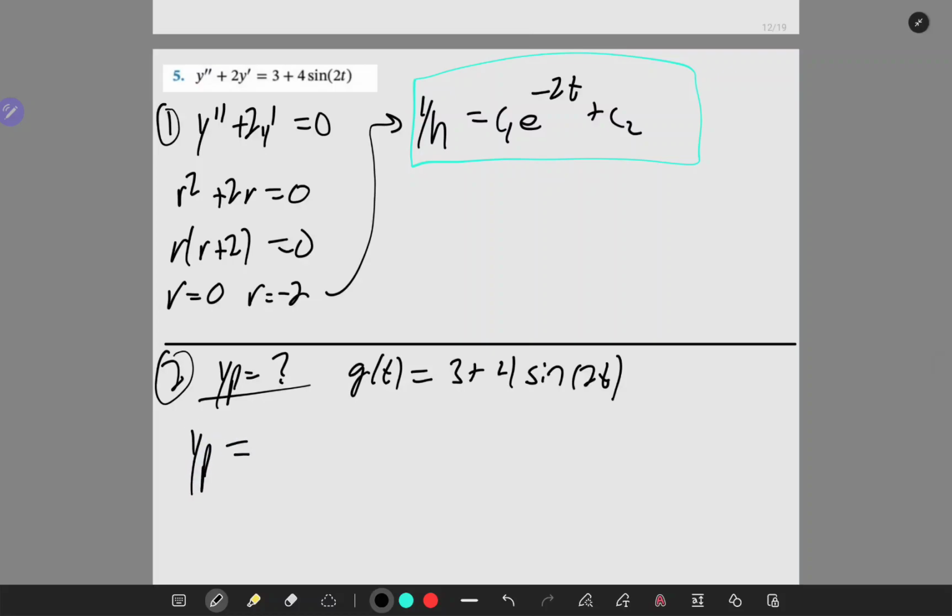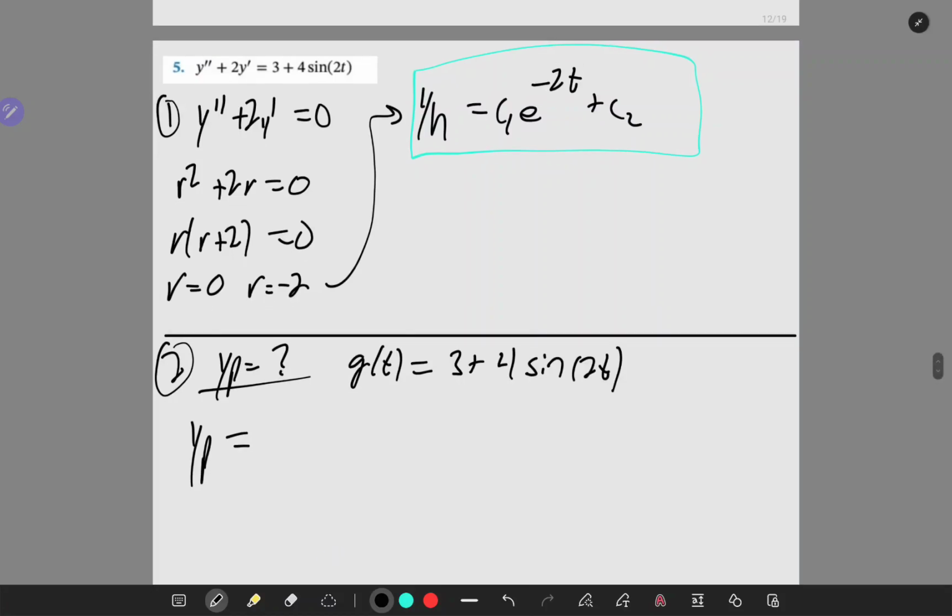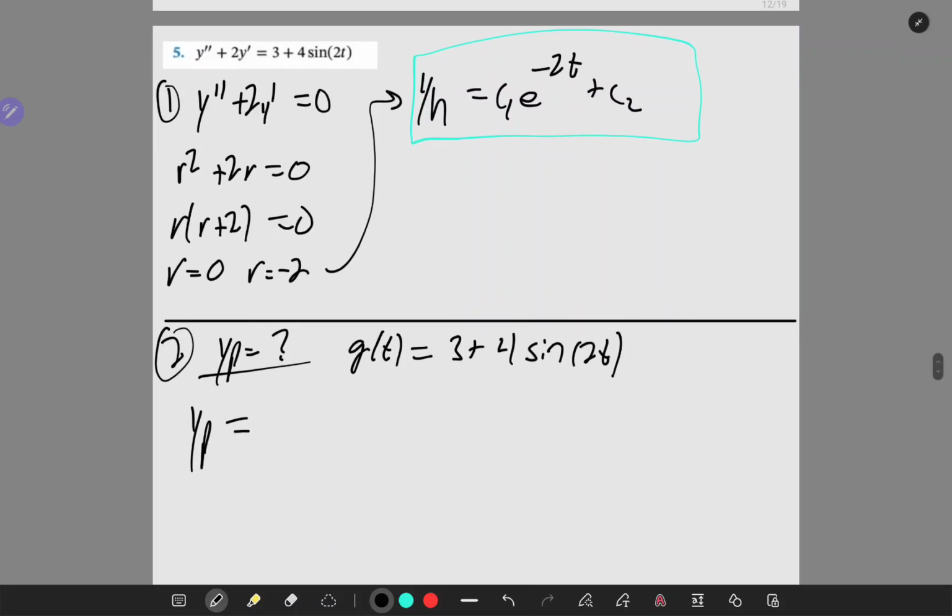So remember, whenever you have a number by itself, it just becomes a coefficient, unless it's paired up with a t squared or t cubed, that's a different story. But in this case, we're just going to have an a that goes with the 3. And for the second term, we're going to have a b sine of 2t plus a c. Remember, a cosine has to go with a sine, and a sine has to go with a cosine. So plus c cosine of 2t.